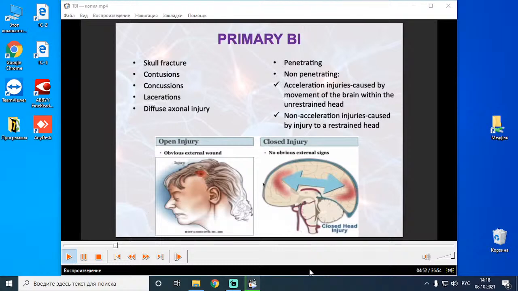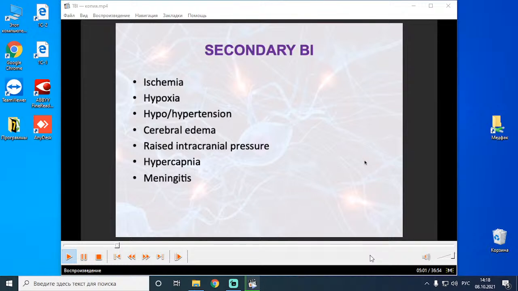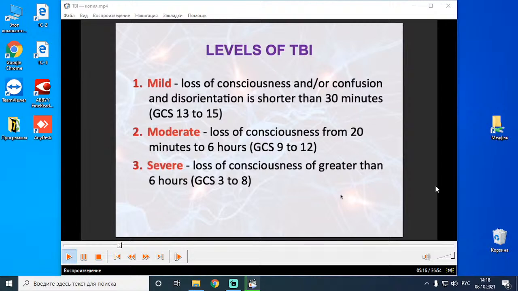Obvious external wounds: open injury. No obvious external signs: closed head injury. Secondary brain injury: ischemia, hypoxia, hypertension, cerebral edema, raised intracranial pressure, hypercapnia, meningitis. Levels of TBI: mild, loss of consciousness and/or confusion and disorientation shorter than 30 minutes, Glasgow Coma Scale 13 to 15. Moderate, loss of consciousness from 20 minutes to 6 hours, Glasgow Coma Scale 9 to 12. Severe.